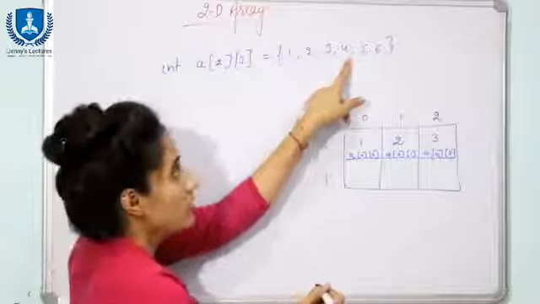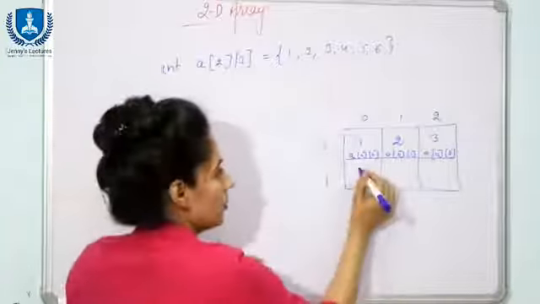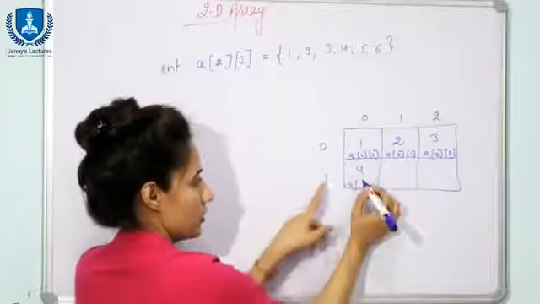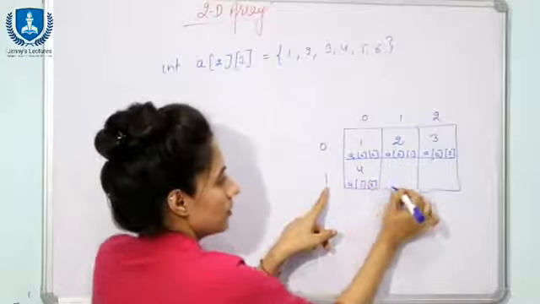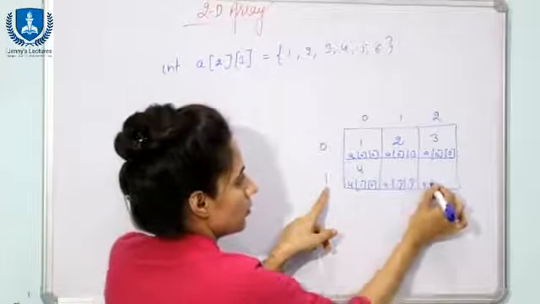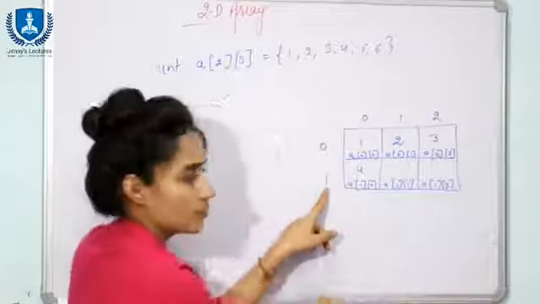Fine. Now next is 4. Next 4 would be stored here. This is A of 1, 0. Now the row number is 1 but column number is 0. This is 1 and 1. This is 1 and 2.